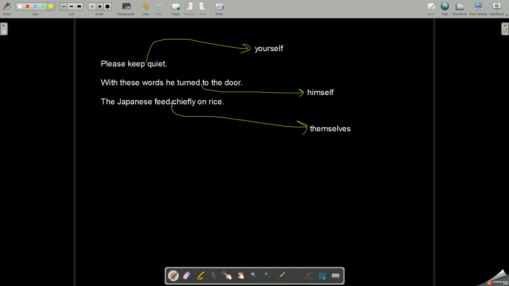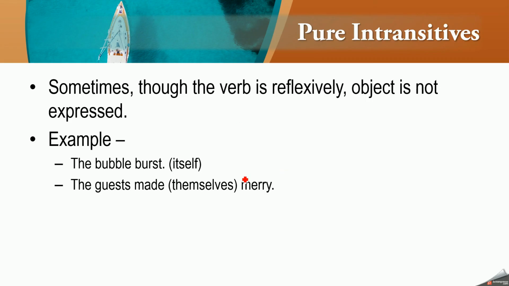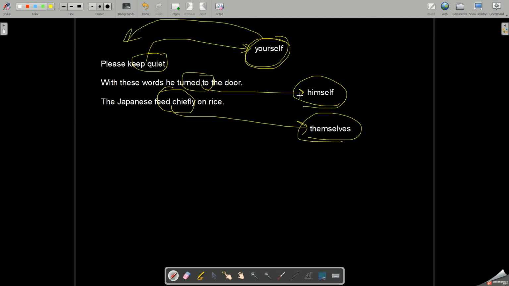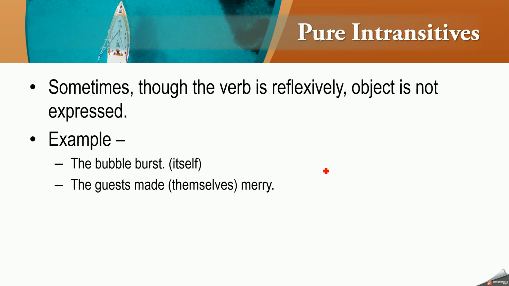That is, you don't need to specifically mention these words over here. Hence, these verbs can be used as pure intransitives. So the Japanese feed whom? They feed themselves only. He turned himself. Please keep yourself quiet. So it is being referred to the subject itself.